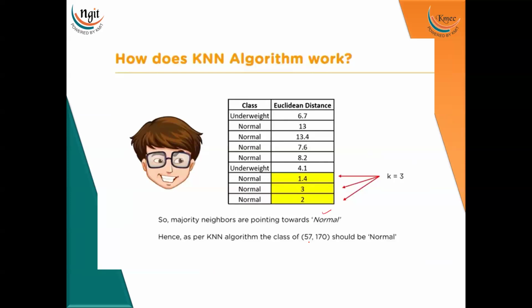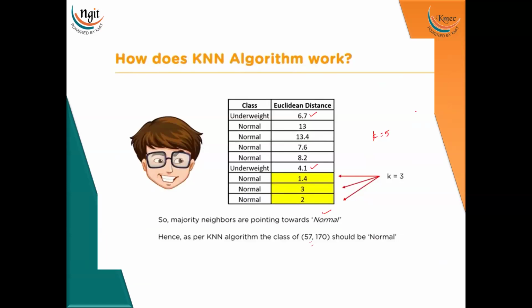So as per the KNN algorithm, the class should be normal. Suppose you get a doubt: if you take k equal to 5, then you can go for the next ones, which are 4.1 and 6.7. So when you take k equal to 5 also, the majority is normal only. So we can conclude that the new class belongs to the normal class.